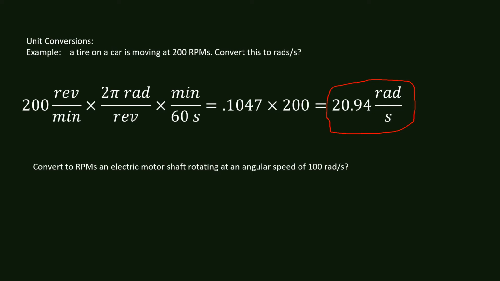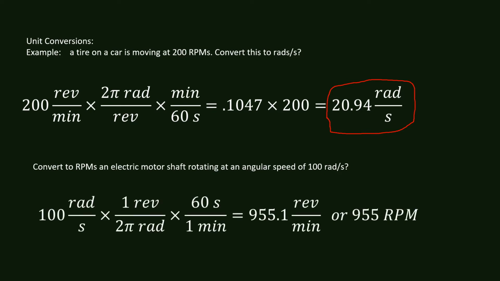So the next one is convert to RPMs an electric motor shaft rotating at an angular speed of 100 rads per second. So we're going to convert this from rads per second to RPMs. Okay, so we're just going backwards. And so again, we have our 100 rads per second times our dimensional analysis conversions, and we get 955 RPMs. And you can see that again 100 is about 1/10 of the RPM.